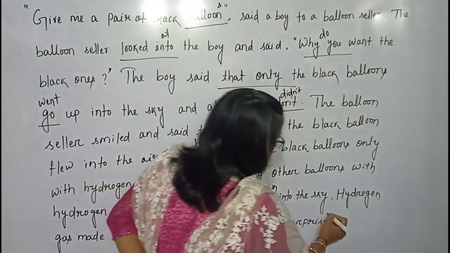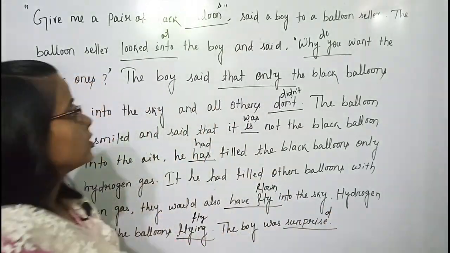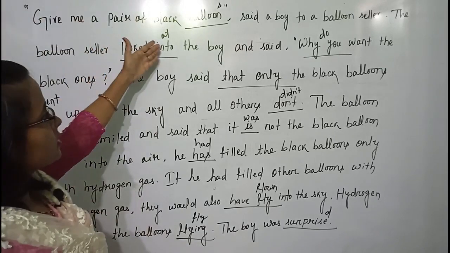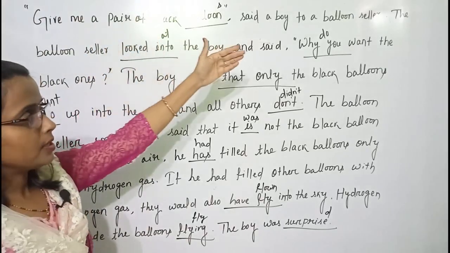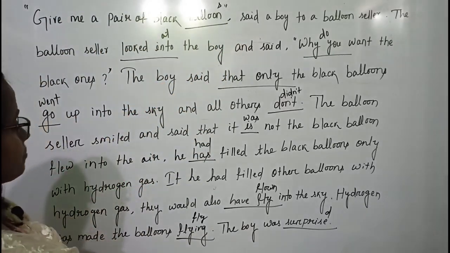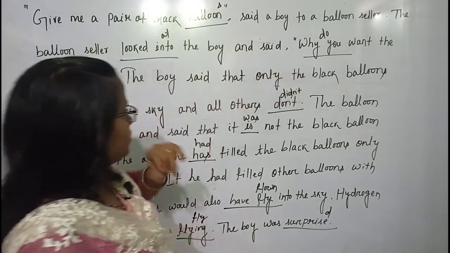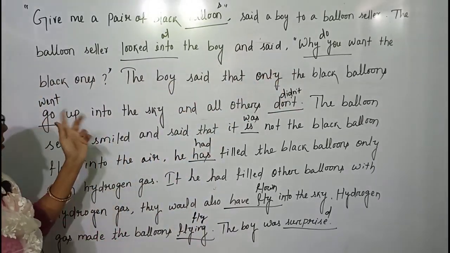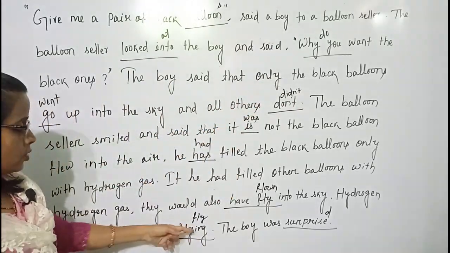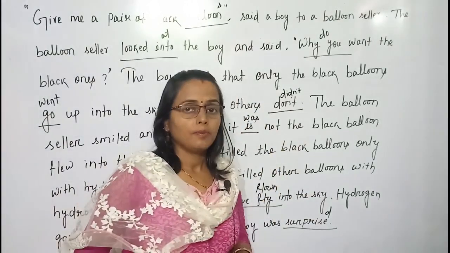The boy was surprised. It is in passive form. So here you did get agreement of verb with subject. This came in preposition, that is an interrogative sentence, and here there is no error, only I have told you. So here it became 1, 2, 3, 4, 5. This one also 6. It became reported speech, and the last one became the passive form.